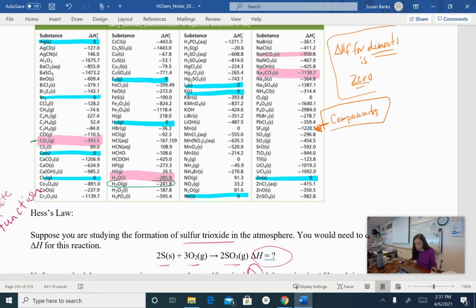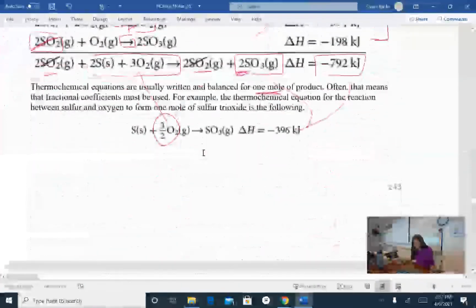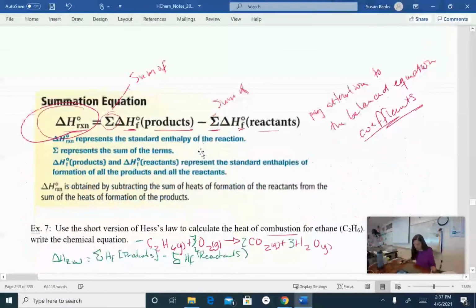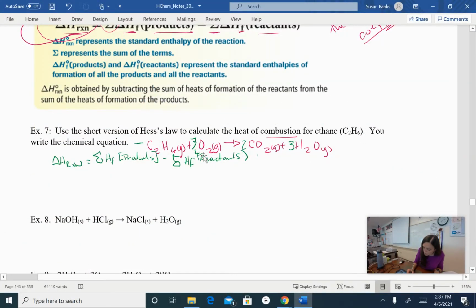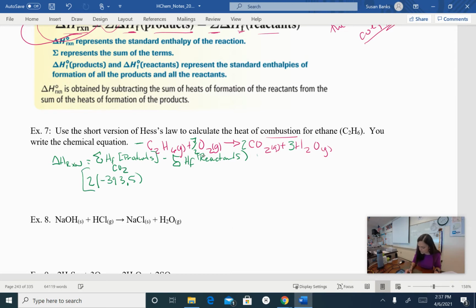Okay? So let's set that up. So I have 2 carbon dioxides. So carbon dioxide was negative 393.5. And sometimes I like to put this on top so I know exactly what it is. Plus, I've got 3 of the water in the gas phase, negative 241.8. And that's my water. Okay, so there's my products.